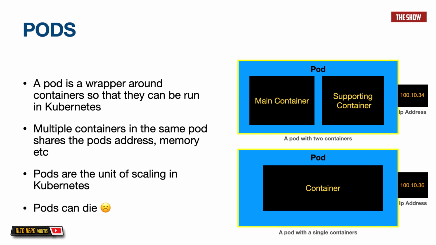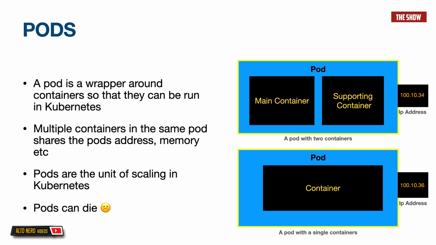Pods are also the unit of scaling. So when we want to scale in Kubernetes, we do not scale the individual containers, rather we scale the pods. Pods can also die. When a pod dies, it can be replaced by a new pod, and this new pod will have its own unique IP address, which is different from the old IP address of the pod. So it is not advisable to store state inside of a pod, because if a pod dies, you lose that state.